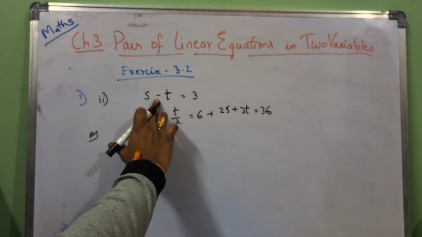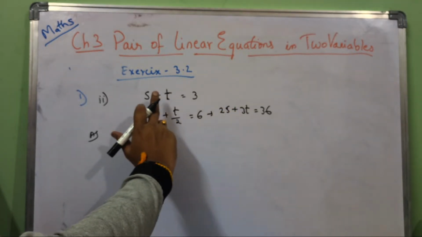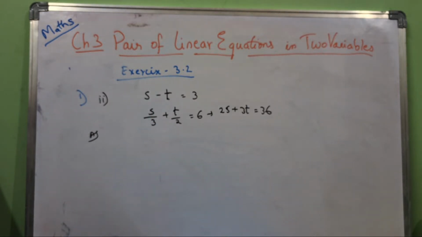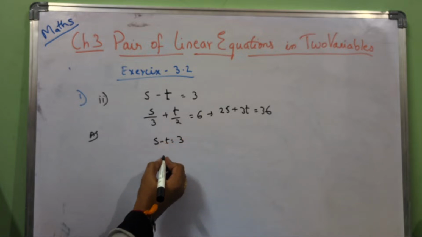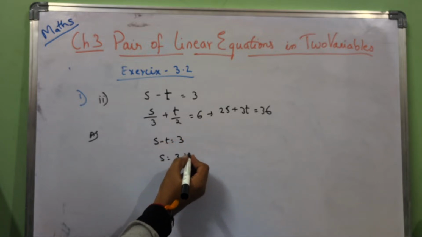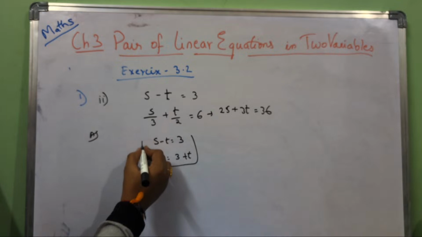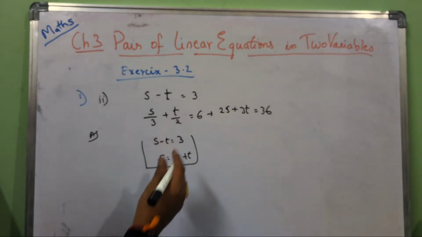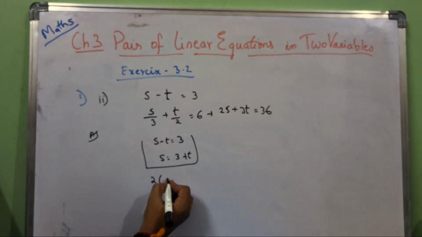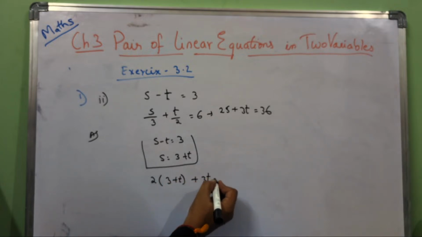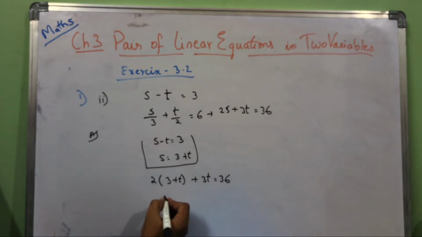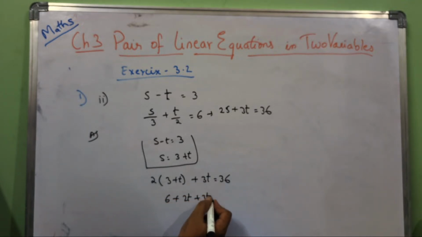You can see here, this is much easier when compared to the other one. So using this equation, I am substituting s in terms of t. So s minus t equal to 3, so s becomes 3 plus t. Now substitute this s value in the second: 2 into 3 plus t, plus 3t equal to 36. 2 into 3 is 6, plus 2t plus 3t equal to 36. 2 plus 3 is 5t.